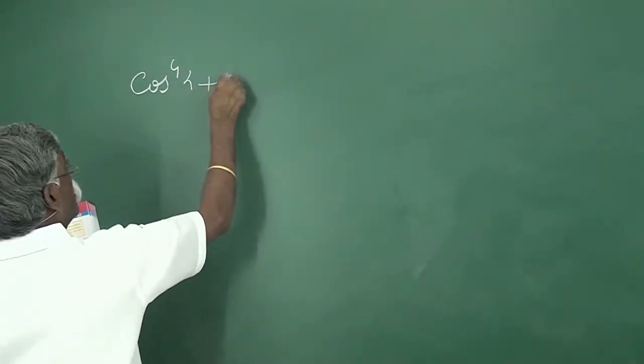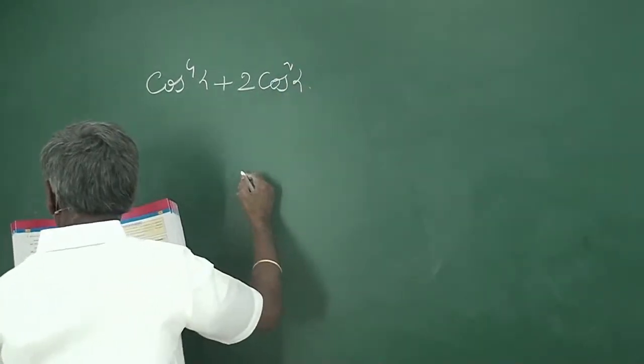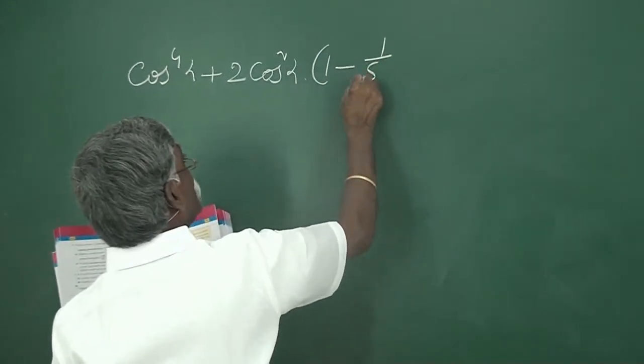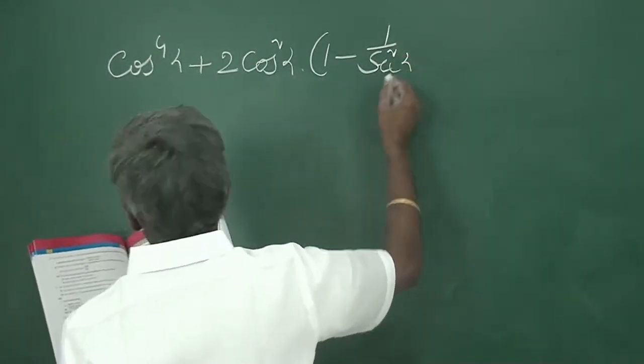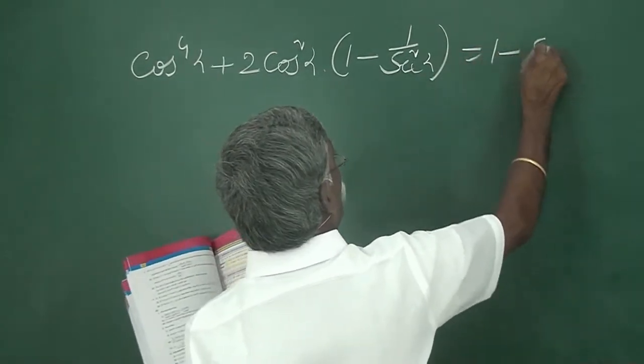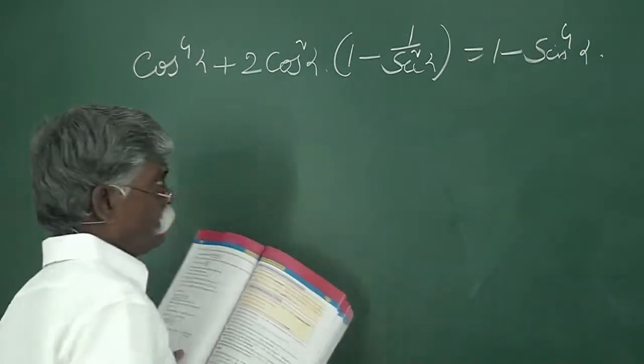Plus 2 alpha plus 1 by secant square alpha is equal to 1 minus sin power 4 alpha.